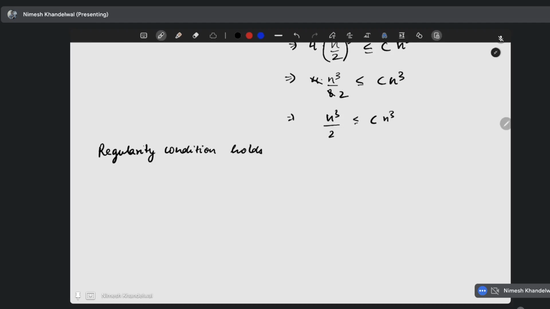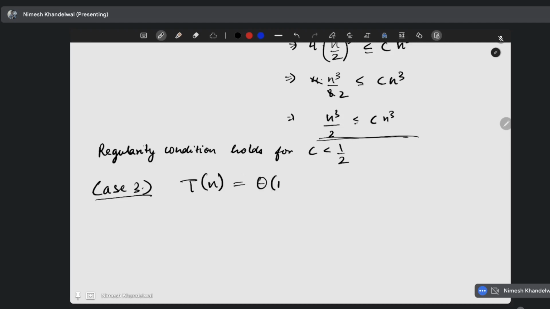So here we can see that the regularity condition holds for c less than half. So for any value of c that is less than half and of course greater than 0, this condition holds. So now we can say with surety that this is case 3, and in this case the runtime of the algorithm is basically the runtime of f of n, that is n cubed in this case.